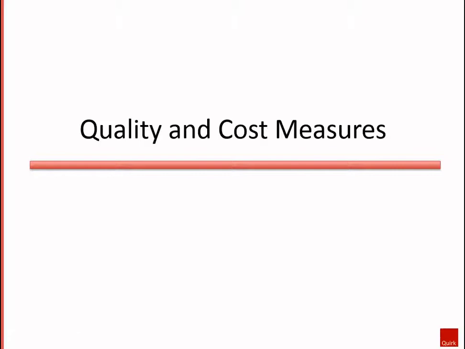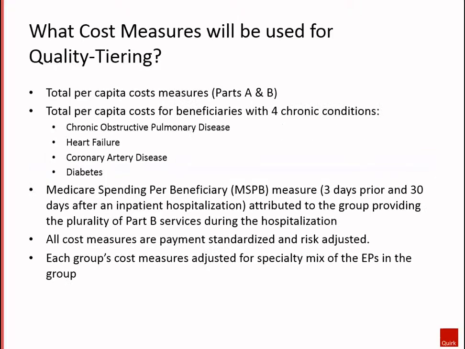So now we're going to take a look at quality and cost measures. I mentioned at the beginning of the program that the value modifier program is based on the quality of care and the cost that it takes to provide that quality of care. So what cost measures will be used for the quality tiering? Again, it's total per capita costs for your Part A and Part B. It's also the total per capita cost for beneficiaries with 4 chronic conditions: COPD, heart failure, CAD, and diabetes. Medicare spending per beneficiary measures for 3 days prior to and 30 days after an inpatient hospitalization will also be calculated into the quality tiering.